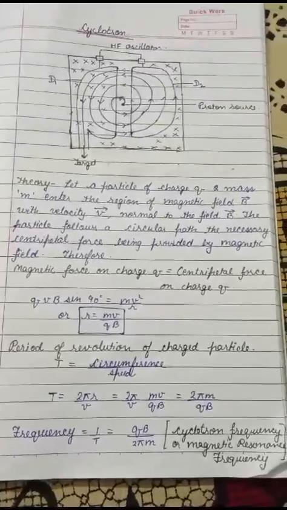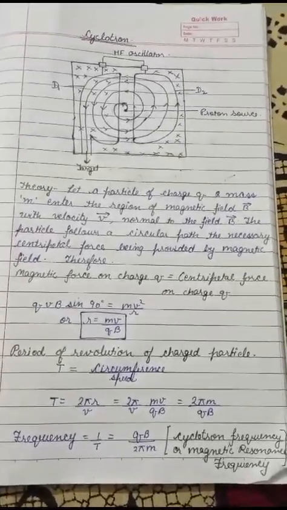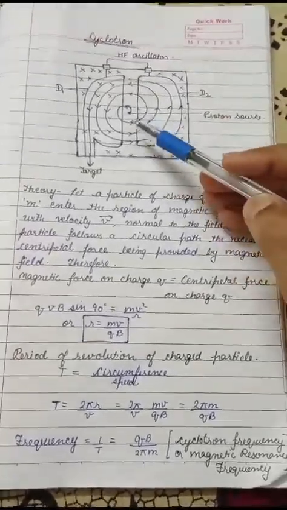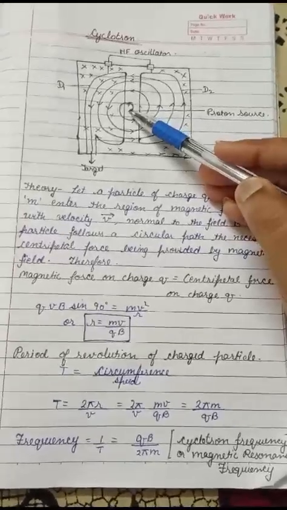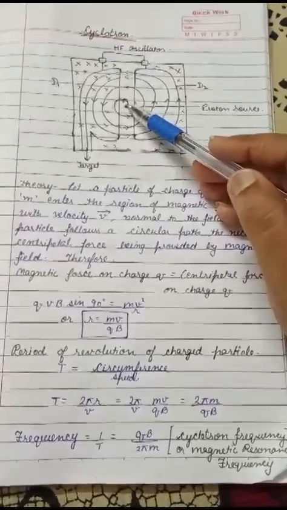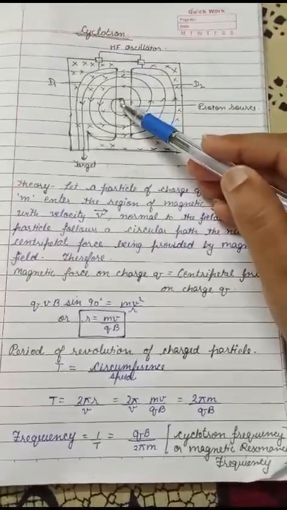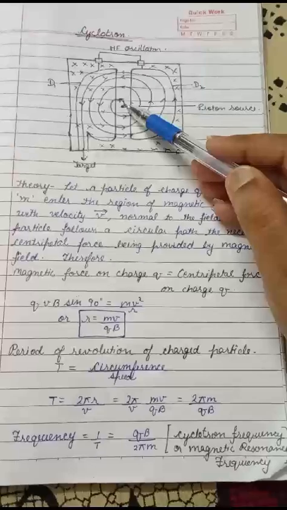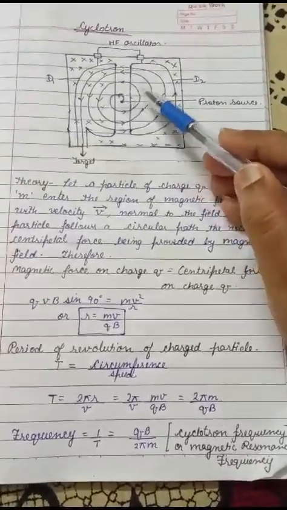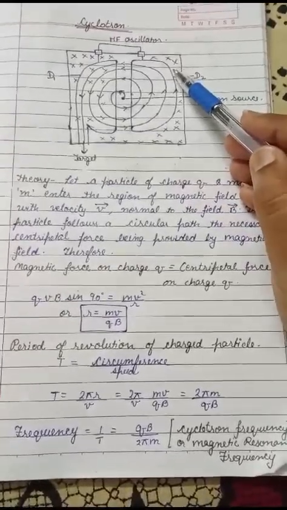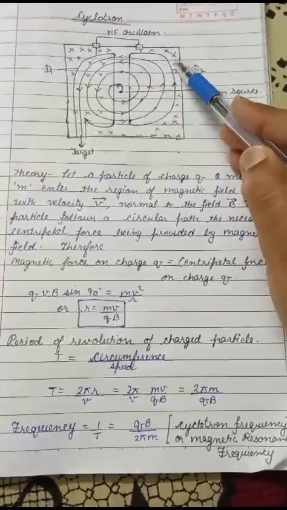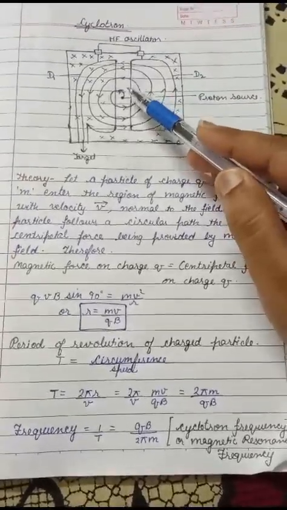So what will you write in theory? I am going to explain in this video. Let us suppose a charged particle. Suppose this is a particle and it has a charge q and mass m. It enters the gap between the two D's, and its velocity is perpendicular to the magnetic field. The magnetic field is inside the plane of paper and velocity is perpendicular to it.